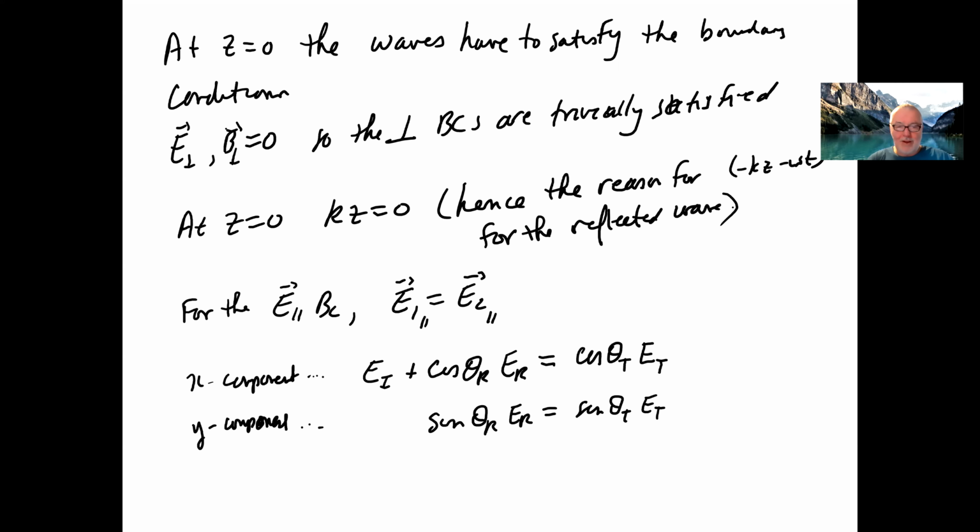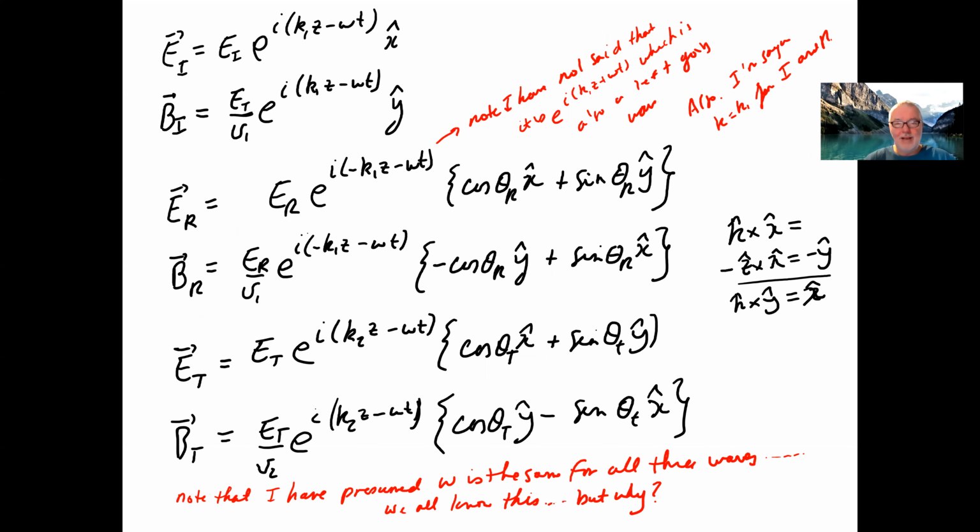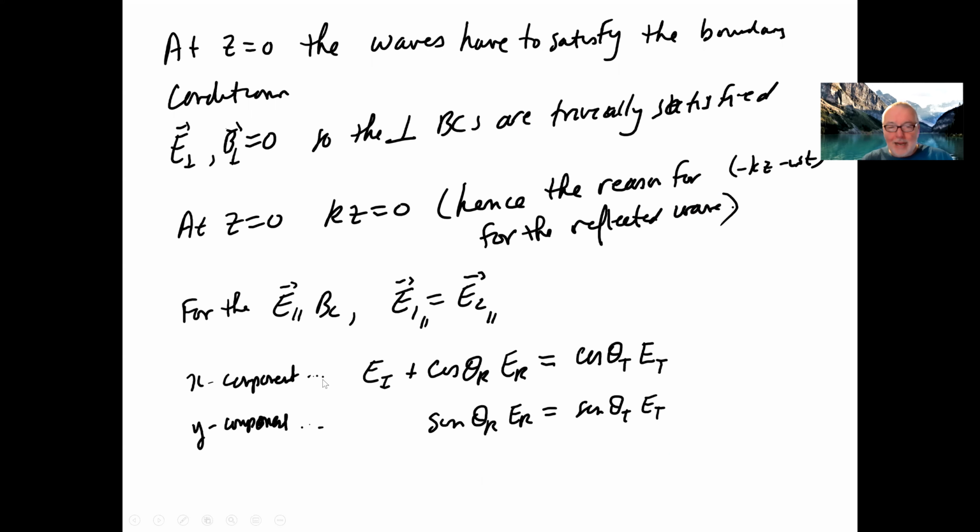And so the x component of that, if I look back to these electric fields for the incident, reflected, and transmitted waves, then the x component of that boundary condition is E incident plus cos theta reflected E reflected equals cos theta transmitted E transmitted. And the y component from that is sine theta r ER equals sine theta t ET. It's simple to write down, and we've got that. And so that's one set of boundary conditions, one boundary condition.